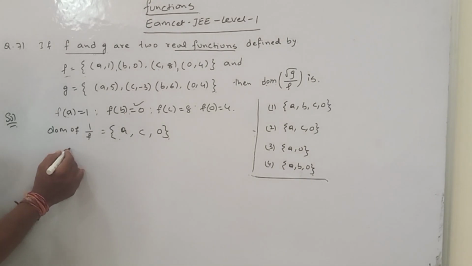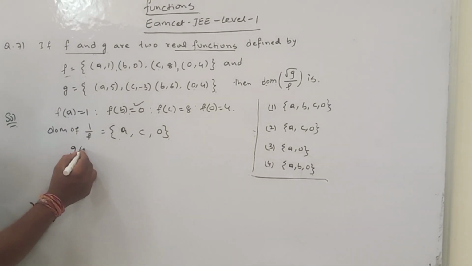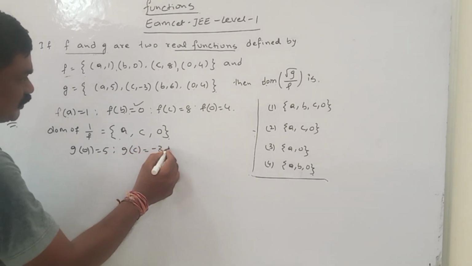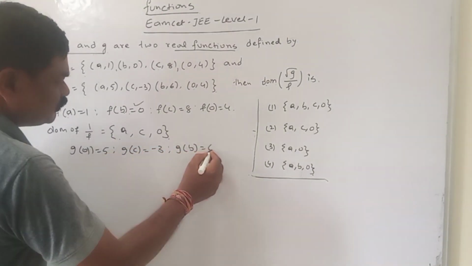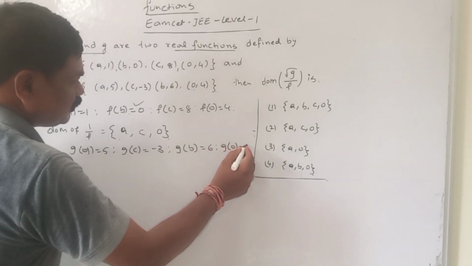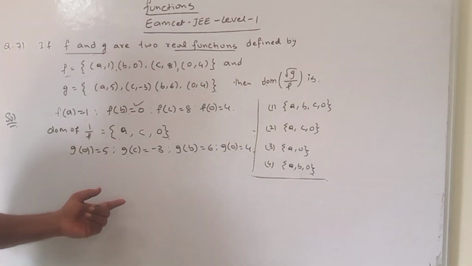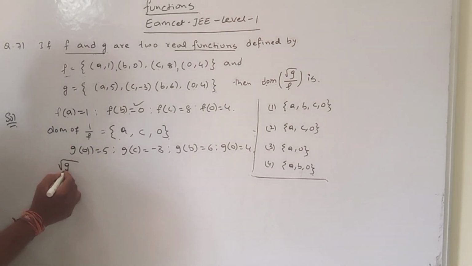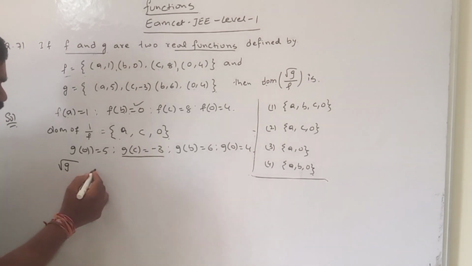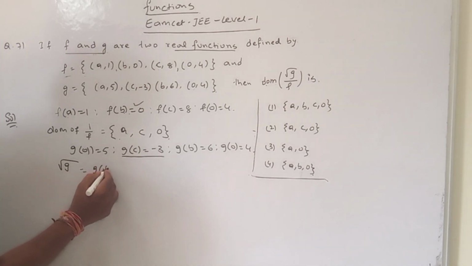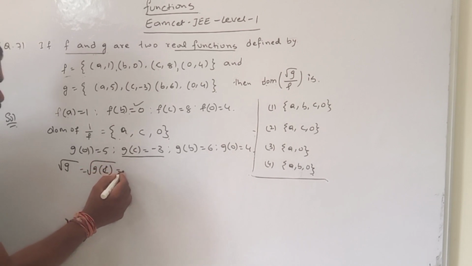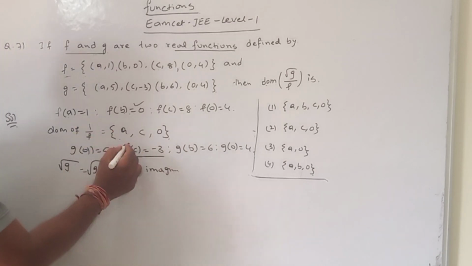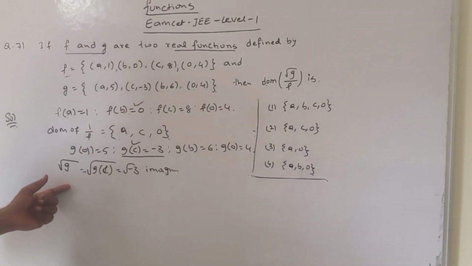Next, g function. g of a is equal to what? 5. g of c is equal to what? Minus 3. g of b is equal to what? 6. g of 0 is equal to what? 4. So we have this one. We want root over g. Here root over g of c is equal to what? Root over minus 3. This is an imaginary number. Only g of c is the imaginary number.